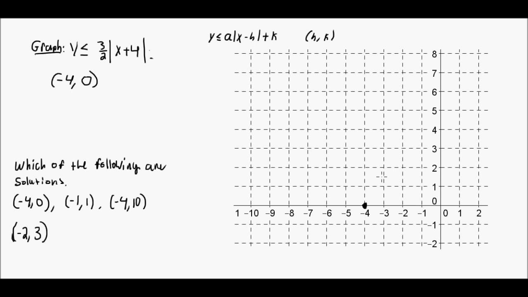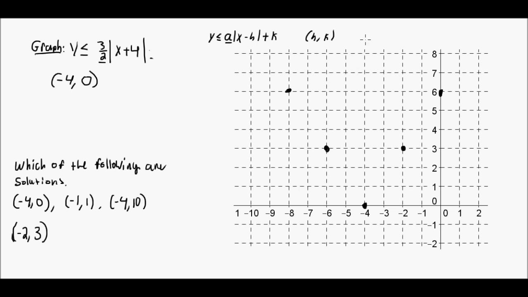Now I need to determine the slope of my right-hand branch, and to do that I'll look at a. In this case a is 3 halves, so the slope of my right-hand branch is 3 over 2. So I go up 3, 1, 2, 3, and over 2, 1, 2. And then I repeat the process. Now the slope of my left-hand branch is exactly the opposite. It's negative 3 halves. So I'm going to go up 3 again, but this time over to the left 2, and I repeat that process.